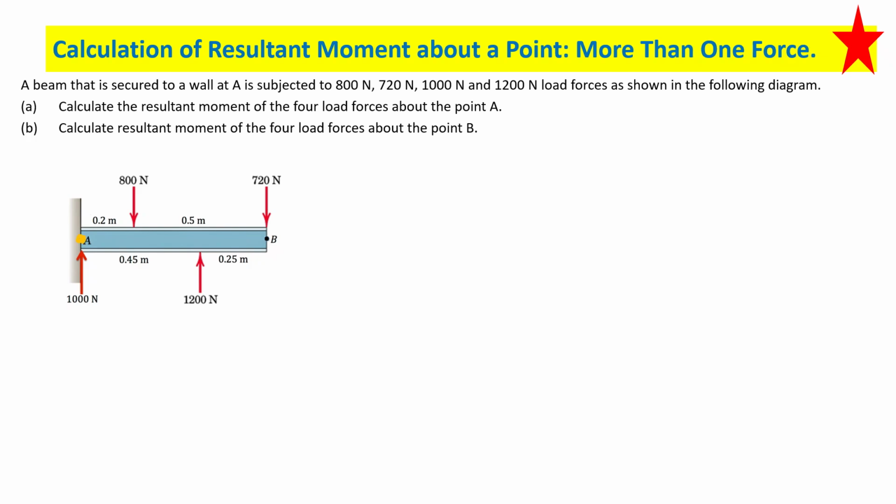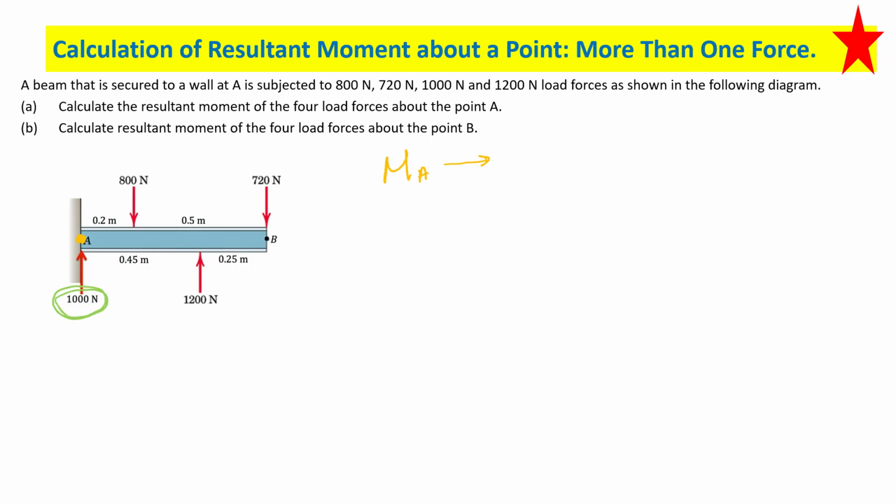How many forces are here? So you are going to find the moment about A. So you have to find the moment of all the forces. Okay. So moment is the force times the perpendicular distance. Now tell me, what is the moment made by the 1000?